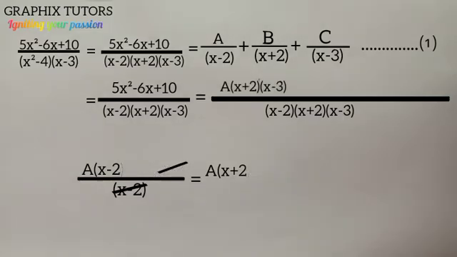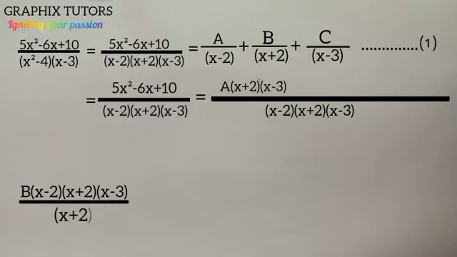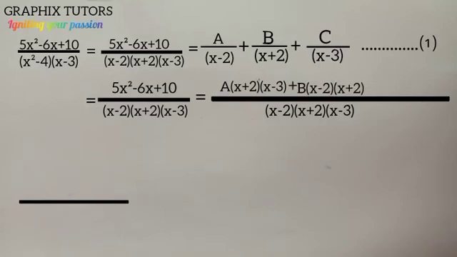This same thing you're going to apply for B and C. That means you take B and multiply it by the LCM at the denominator, which is x minus 2, x plus 2, and x minus 3. Dividing by the denominator under B, which is x plus 2, you'll be left with B into bracket x minus 2 in bracket x minus 3. Then plus, you do the same thing for C. Multiply C by the LCM, that is C into bracket x minus 2 multiplied by x plus 2 multiplied by x minus 3.